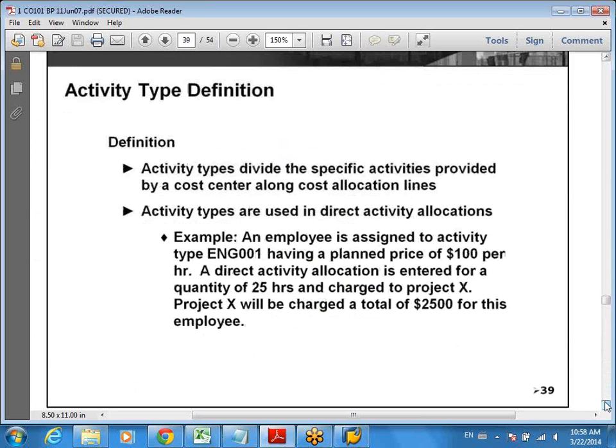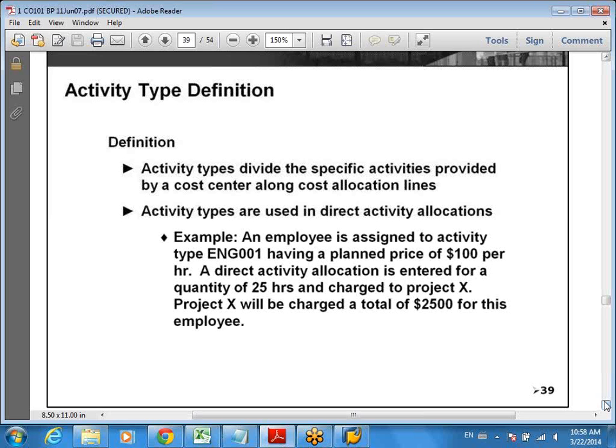Activity types define the specific activities provided by the cost center. Activities, for example, salaries could be one of the activities. How many hours? There's another type, overtime. Another activity could be how many hours it takes to fix a particular machine. So they're all activity types.